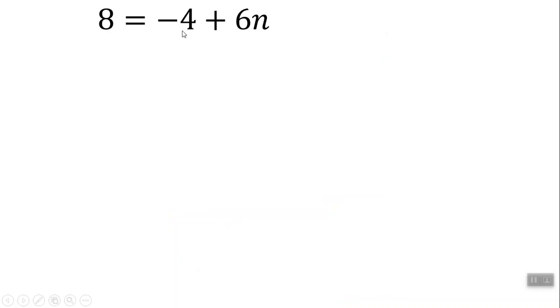8 equals negative 4 plus 6n. So now we have the variable on the right side. It's not a big deal. You still get rid of the constant first that's next to it. So that's a negative 4. To get rid of a negative 4, you're going to add 4. To get rid of this positive 6, you're going to divide by 6.